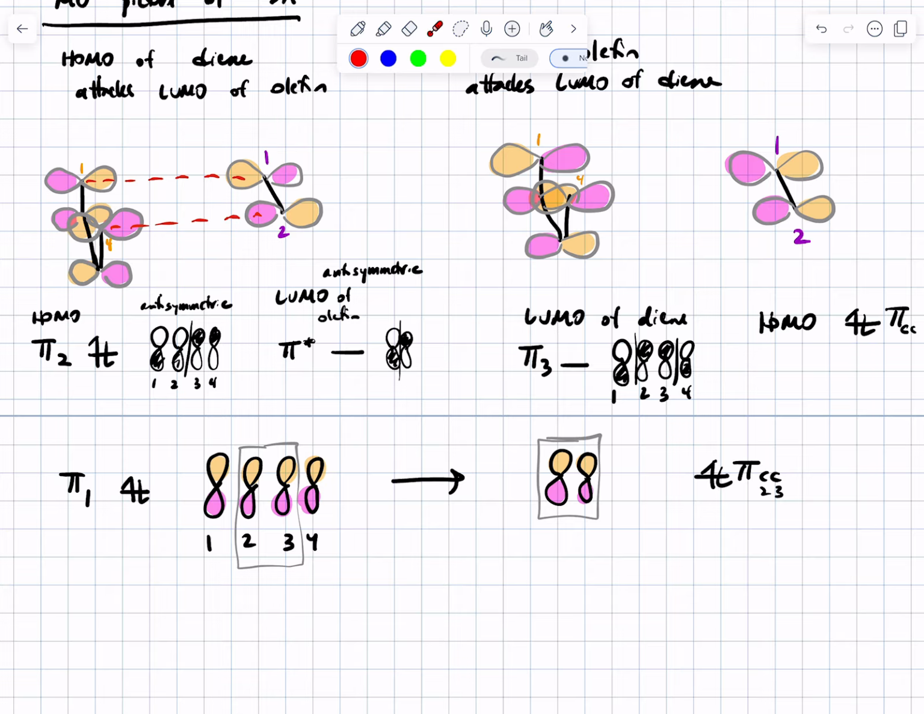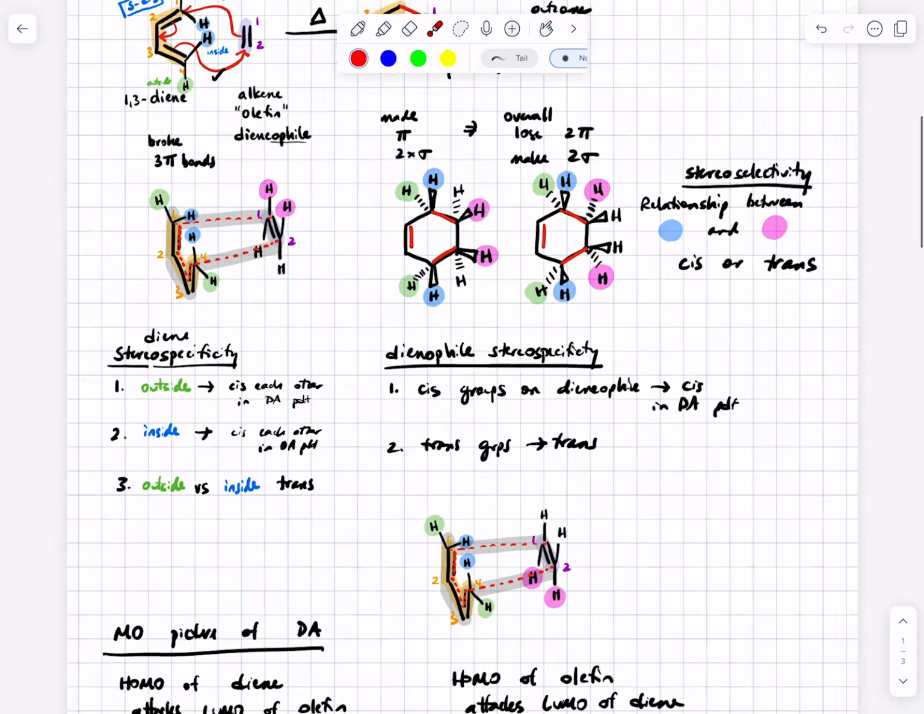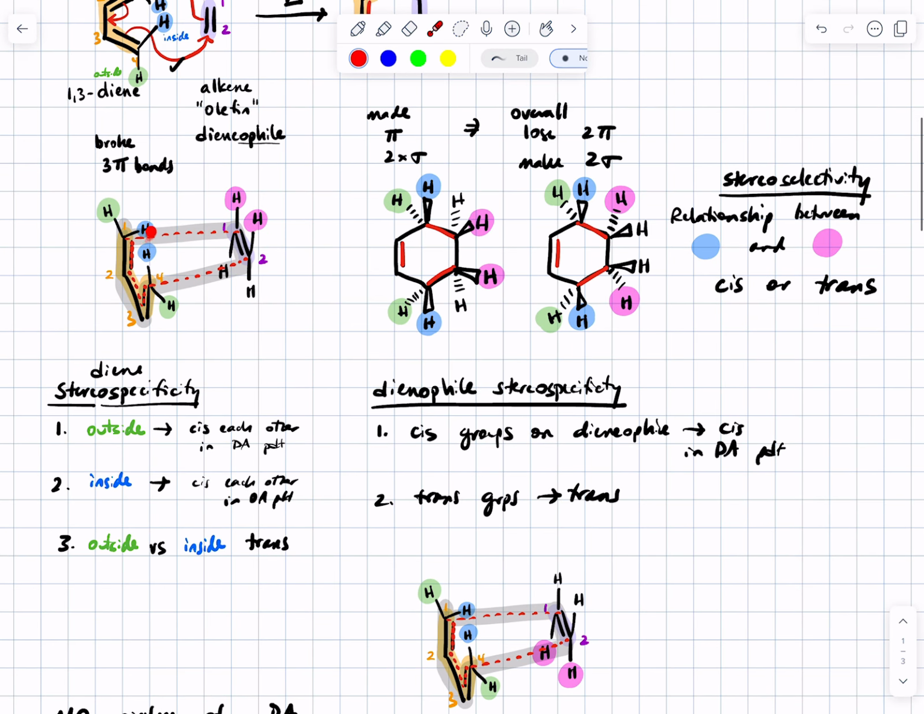Okay, now let's go back and do some examples dealing with the key stereochemical issues, okay? And remember our framework. Inside groups on the diene end up cis to each other in the product. Outside groups on the diene end up cis to each other in the product. Inside and outside groups end up trans to each other in the product. With respect to the olefin, cis groups stay cis and trans groups stay trans. And then there's this issue of stereoselectivity where pink and blue could be on the same or opposite sides.